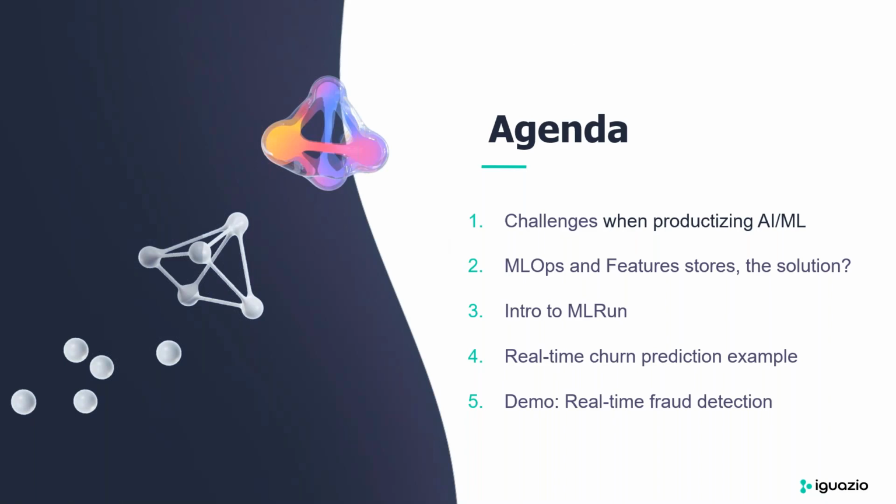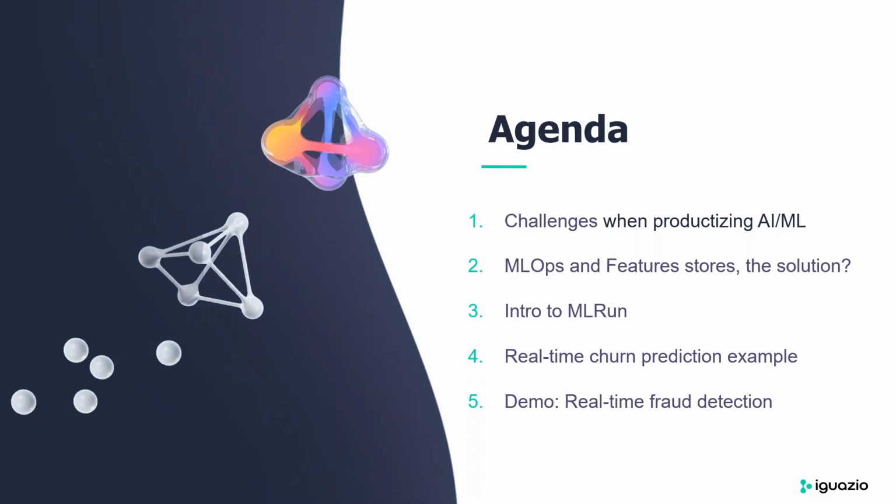We'll start with what are the real challenges in productizing AI and machine learning. We'll talk about MLOps and feature stores. Are they the solution? What are we talking about? We'll introduce an open source project that we've developed called MLRun that has those features built in.